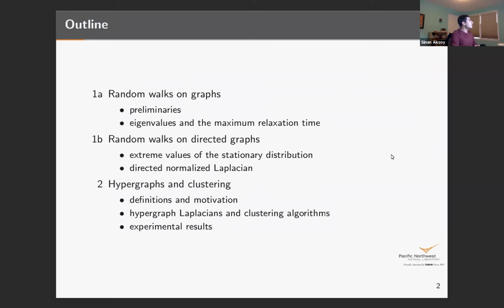Great, so I want to start with just a brief outline of where we're going to be going in today's talk. Roughly speaking, today's talk is going to have 2 main parts. In the first part, we're really going to be looking at a number of pure combinatorics problems that have to do with random walks. These are rooted in an area called extremal spectral graph theory.